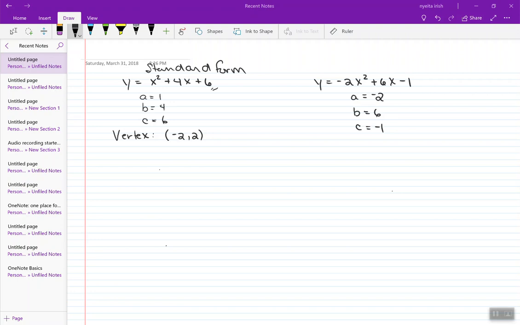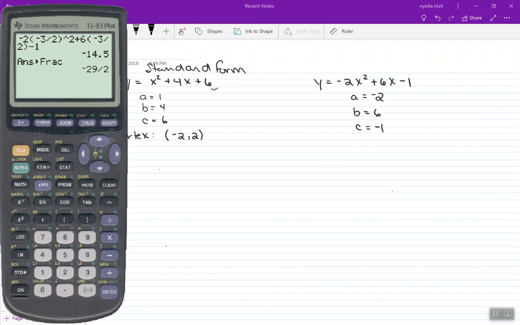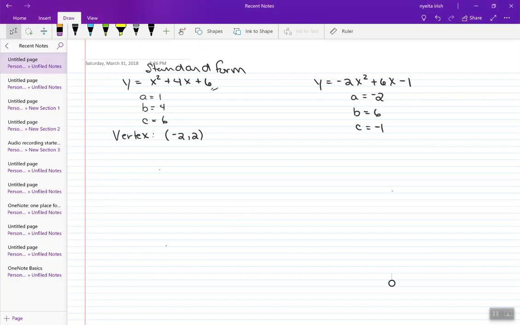Okay, so we have our two parabolas again. I've changed one of them up a little bit. If I take a look at the equations, x squared plus 4x plus 6, and let me turn this one on and this one off for a minute, negative 2x squared plus 6x minus 1, and graph those, you should be able to predict this one is going to open up because the a is greater than 0. This one is going to open down because the a is less than 0.